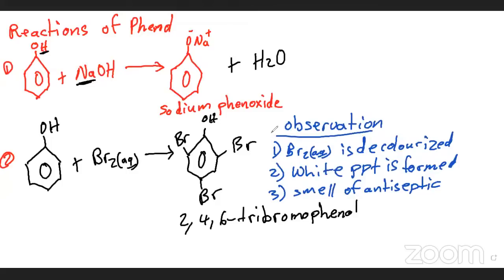Could you repeat number 2? The reaction for number 2. Someone was mentioning this, they're correct. You use 3 moles of bromine. For the observations, this bromine here is going to be decolorized. The 2,4,6-tribromophenol is the white precipitate. It has an antiseptic smell. That's right, I put the 3 in front of it.